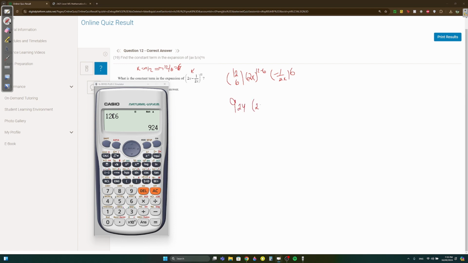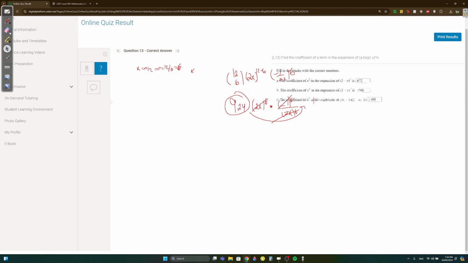This becomes 2x to the power of 6. This becomes minus 1 over 2x to the power of 6, to the power of 6, right? Because you're distributing it inside the fraction. Okay, first of all, this becomes positive, right? Negative, and it's an even exponent, so it becomes positive. 2x to the power of 6 cancels, so all you have left is 924 times 1. Okay.